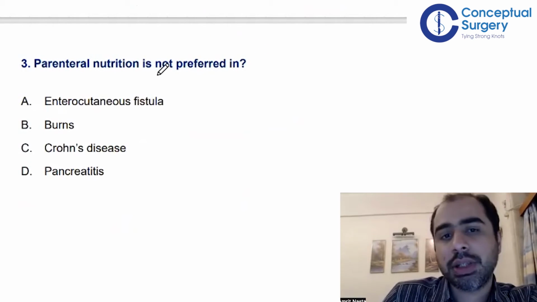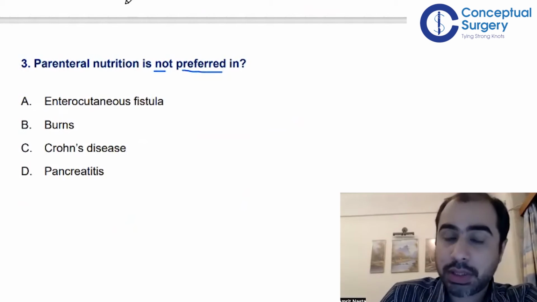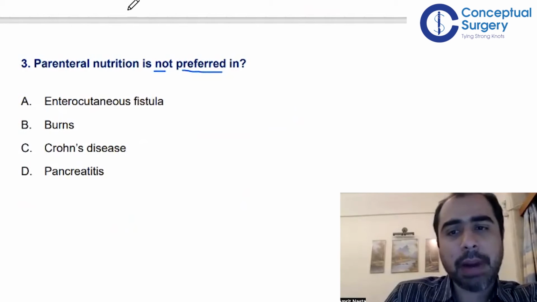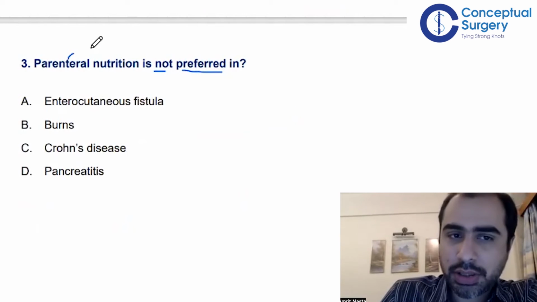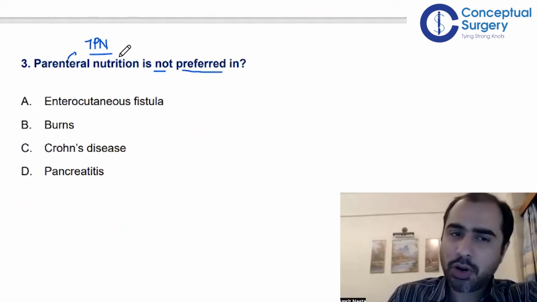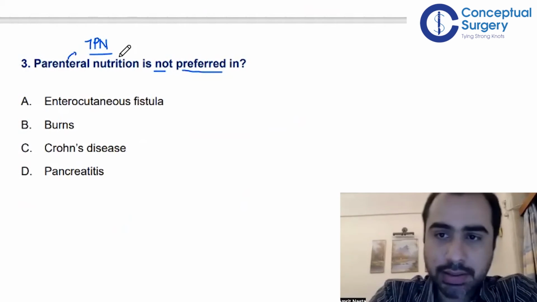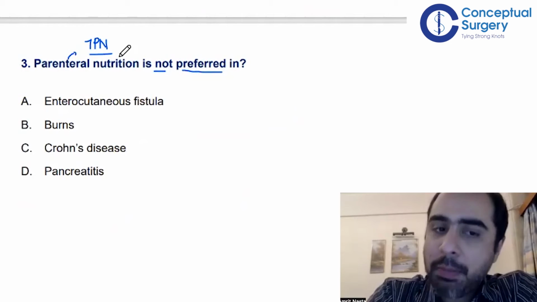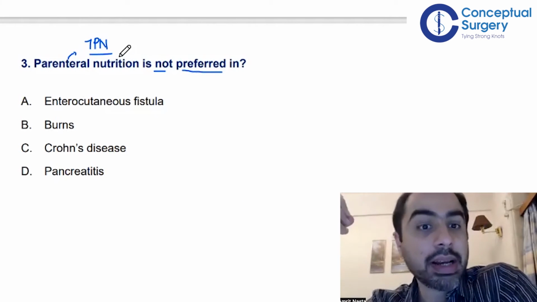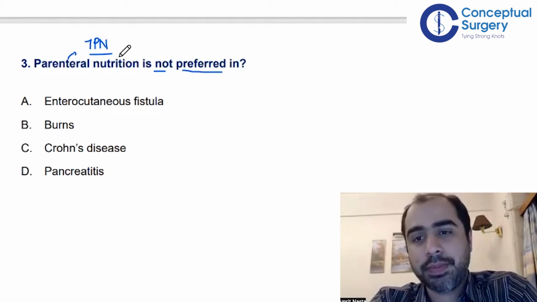Parenteral nutrition is not preferred in... The question is, where do you avoid giving parenteral nutrition? Parenteral nutrition is what we call TPN. Where is it not preferred? Enterocutaneous fistula, burns, Crohn's, pancreatitis. It's a little ambiguous. So I will tell you what is the best answer and why I reached that answer.